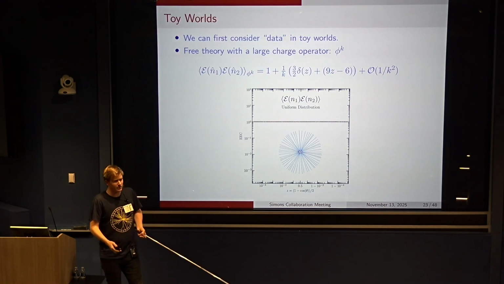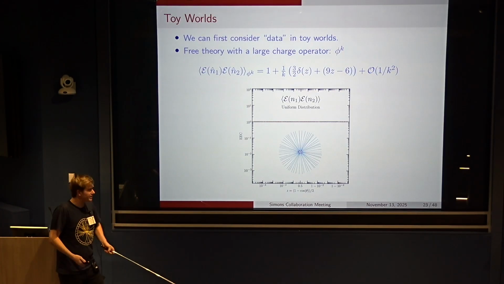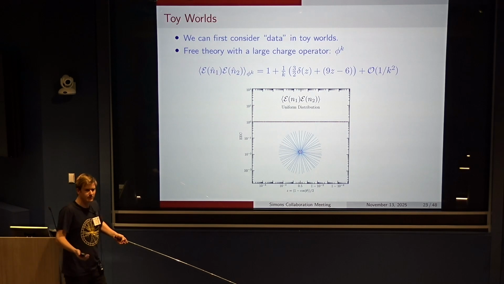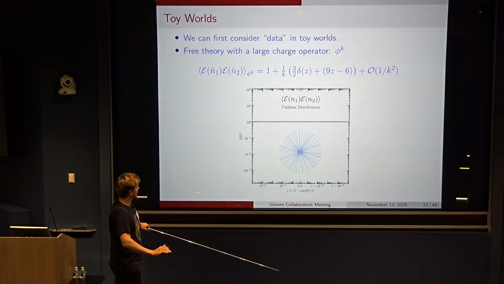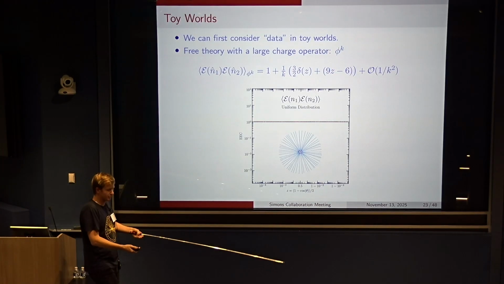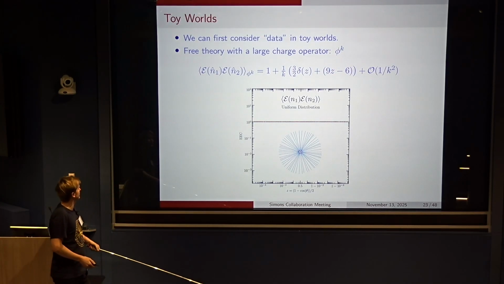And so before I show you the actual result for the distribution in QCD, I wanted to first show what this looks like in certain toy theories, to give some intuition for how this observable behaves. And as I said, the nice thing about this observable is you can compute it in a variety of different theories and compare it to QCD.